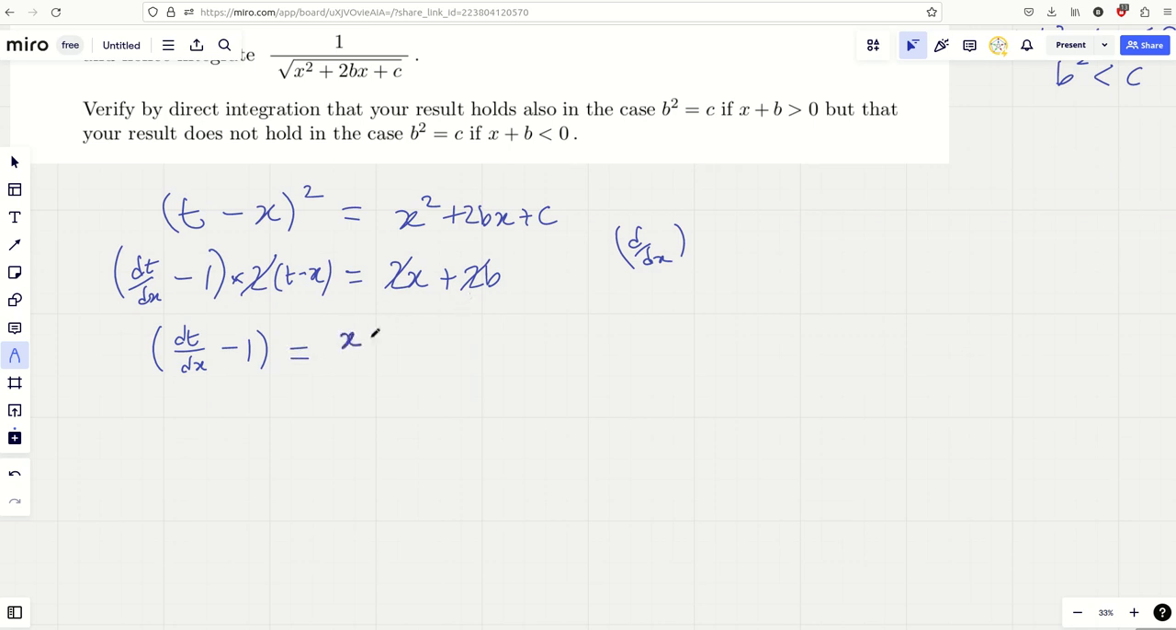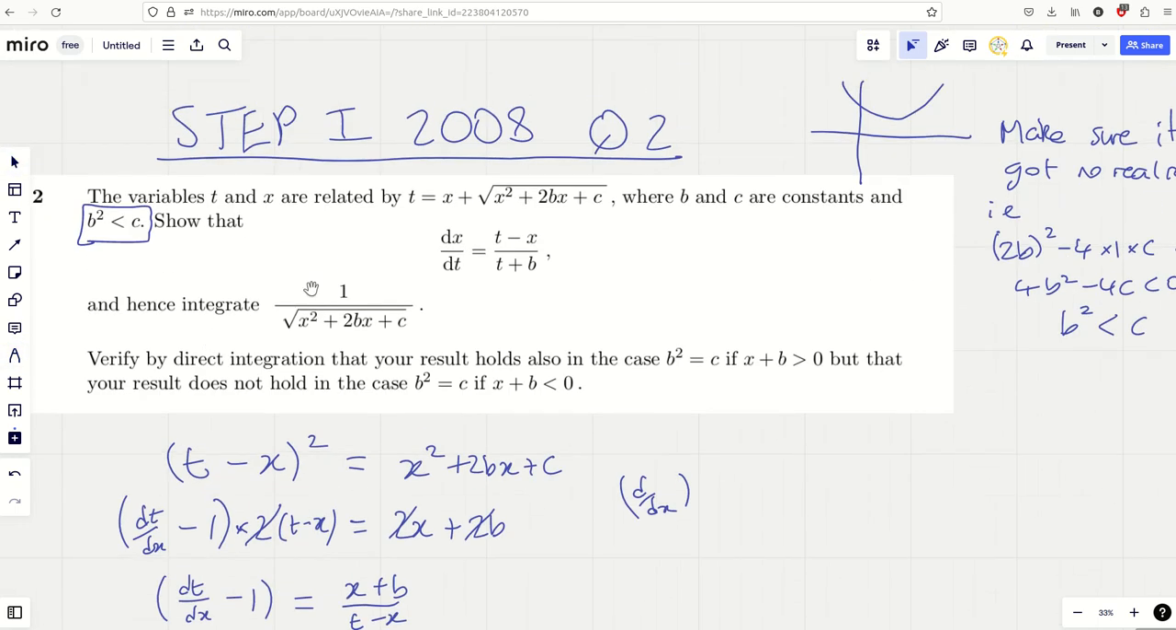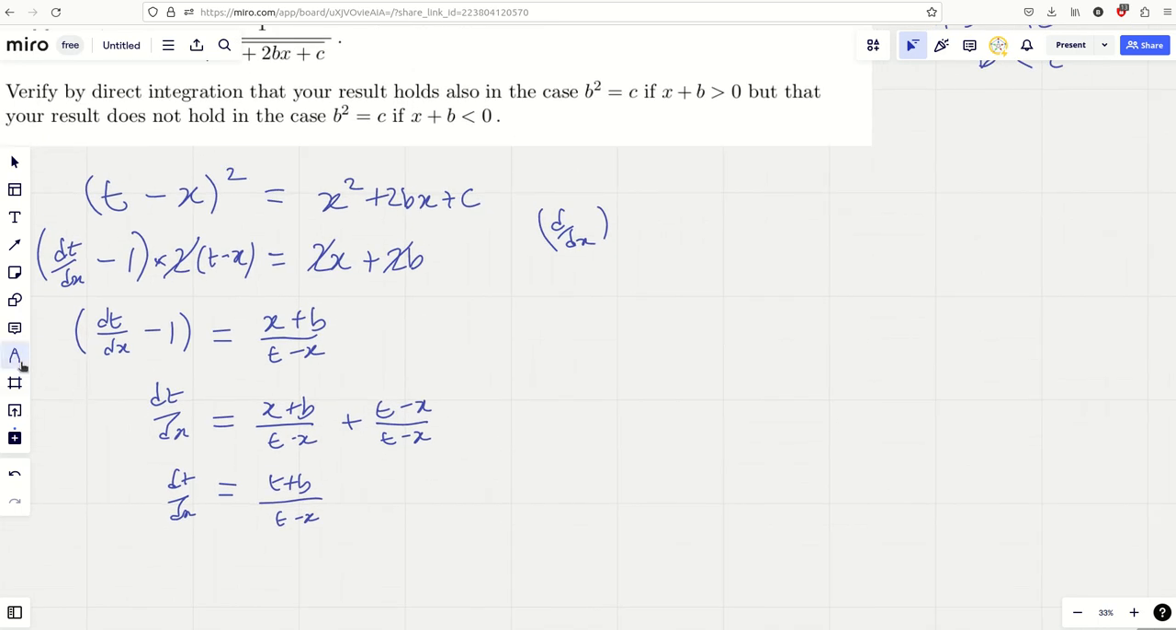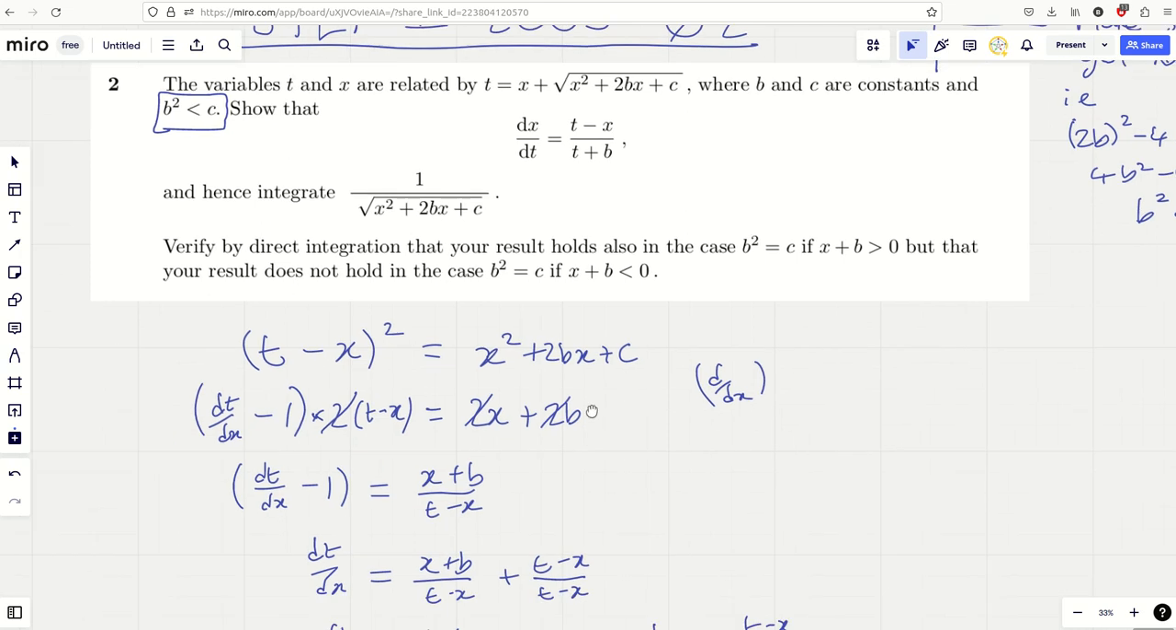Okay, that gives me x plus b over t minus x. And then I just added the 1 over. So dt by dx is going to be x plus b over t minus x plus t minus x over t minus x, and therefore you get t plus b on the top and t minus x on the bottom. Then I flipped it because I think they wanted dx by dt. Yeah, and it flips to the answer. So dx by dt is t minus x over t plus b. Just check it. We're good, yeah?